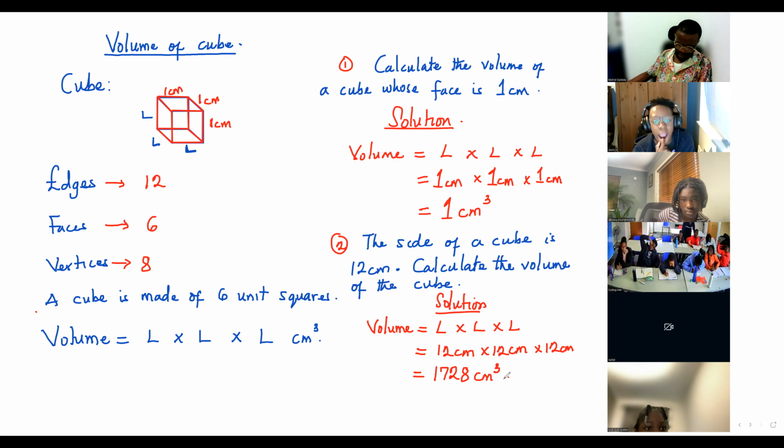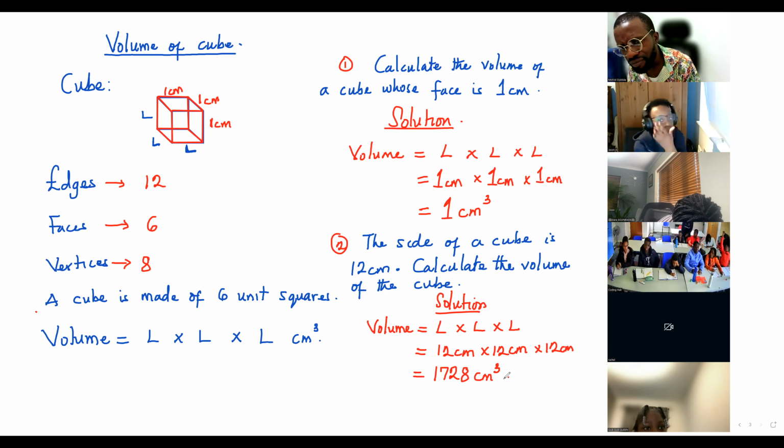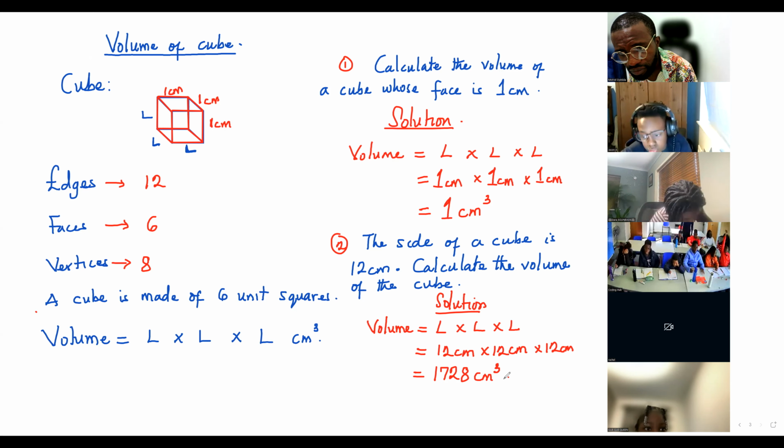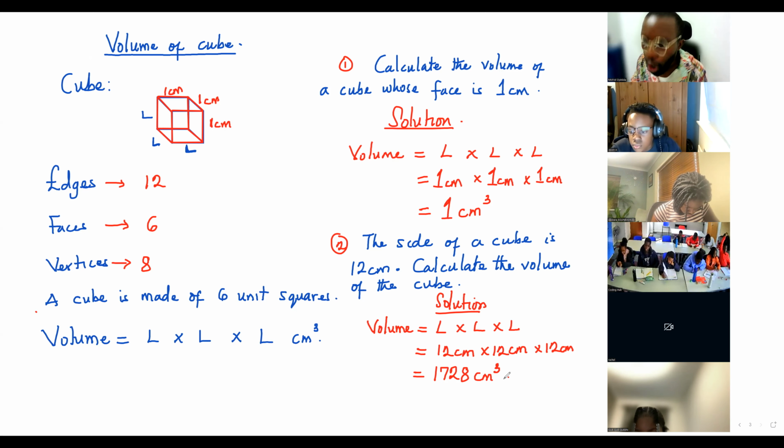Mr. Michael, I still don't get why we do it this way, but I understand the rule now. You don't get why we're doing what? Why we multiply. I get that the volume is L times L times L, but I don't get why we do it.